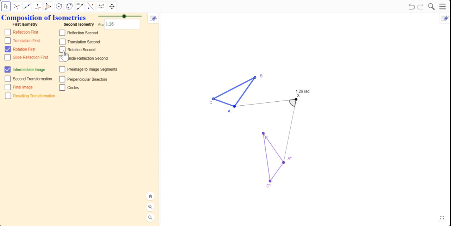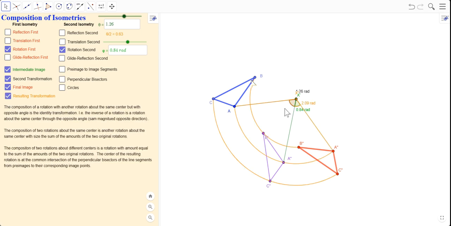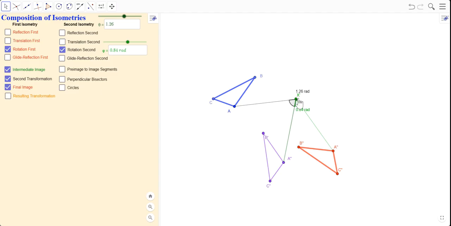Okay, what if we do a rotation second? So the second one, we need a center for it. Well, let's do an easy case first. What if it's the same center? Can you guess what it's going to end up being? Well, the whole thing is just a rotation, right? But by the sum of those two angles with the same center. Okay. But what if that second center is not the same?